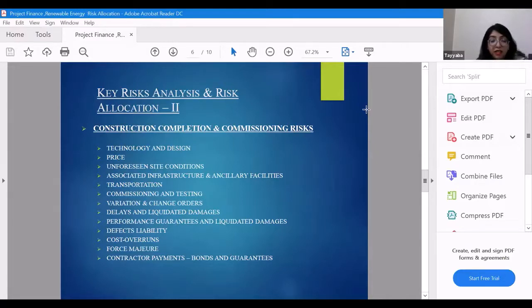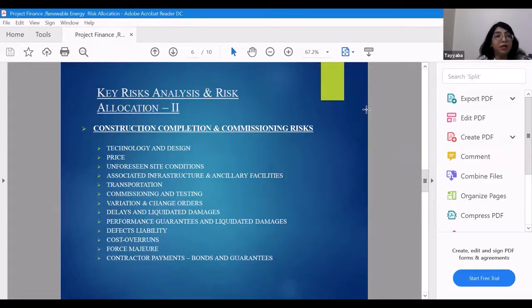Associated infrastructure and ancillary facilities, this is again for being able to construct the project, you need roads there. Obviously the EPC contractor is not going to build roads for you, so project site tak to aapko roads chahiye, wahan tak to aapko pani bhi chahiye, to wo cheeze to EPC contractor nahi provide karega, uska kaam to project banana hai. To ye sare risk bhi dekhne padte hain. Transportation ka bhi jo risk hai ki ji labor wahan kaise jayega, commissioning and testing ke time pe aapko technical log chahiye.